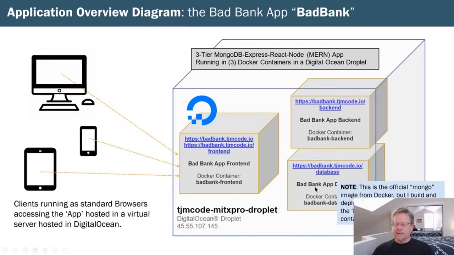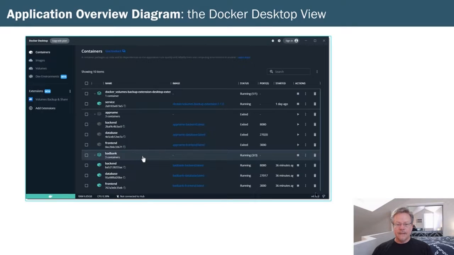That database container is actually an image of Mongo from Docker Hub, but I'll show you in a minute, I actually built it as a third container my own way so I could control the name of the image, the volume, and the container itself. This is what that all looks like in Docker Desktop.